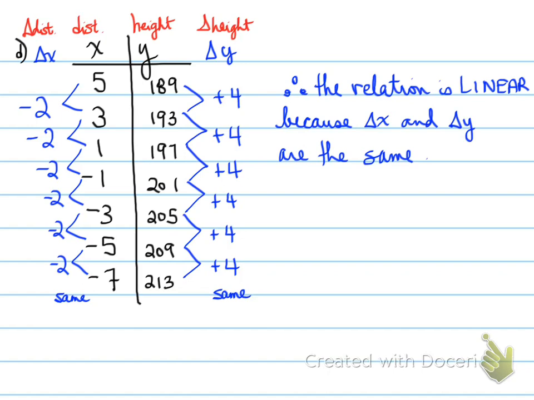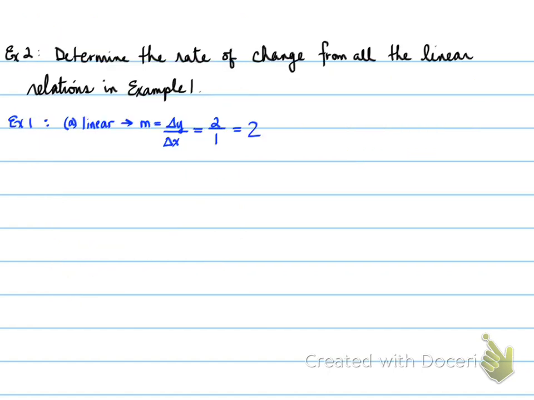Let's go back to example 2. Here we go. B was not linear, C was not linear, but D was. So we need to find the slope. Slope is equal to delta y over delta x. Delta y in example 1D was positive 4. Delta x was negative 2. 4 over negative 2 reduced is negative 2. So our slope for D was negative 2.